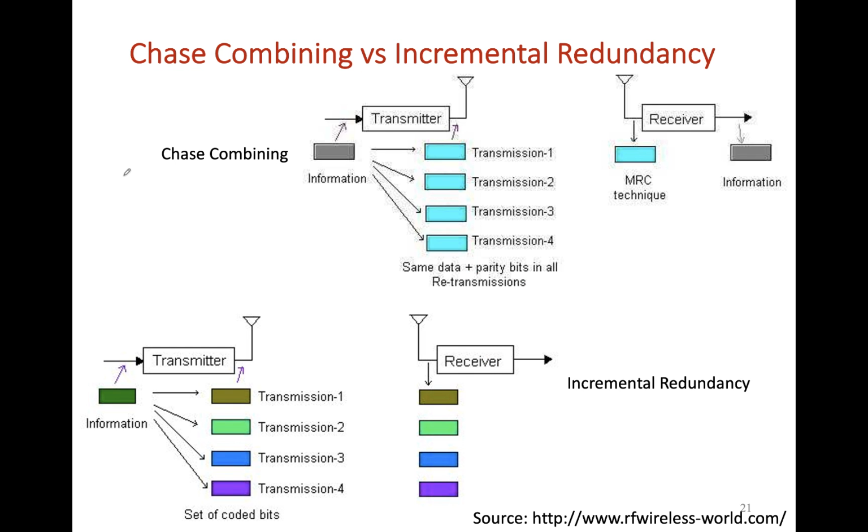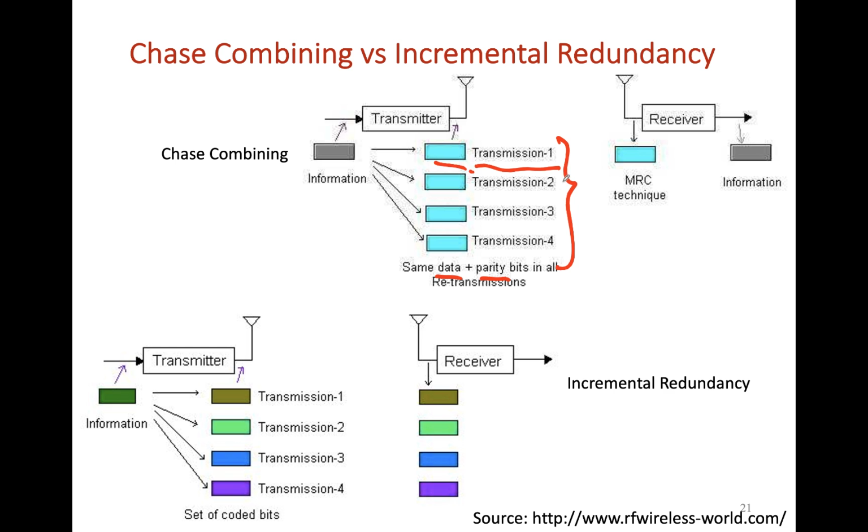So when you are doing HARQ, you can have chase combining and incremental redundancy. In case of chase combining, if there is an error, you can retransmit the same data plus parity bits combinations for all of the 4 retransmissions. And the receiver keeps all the transmissions. So let's say you are doing transmission 1 and there is an error, but it doesn't discard the transmitted frame here. It keeps it.